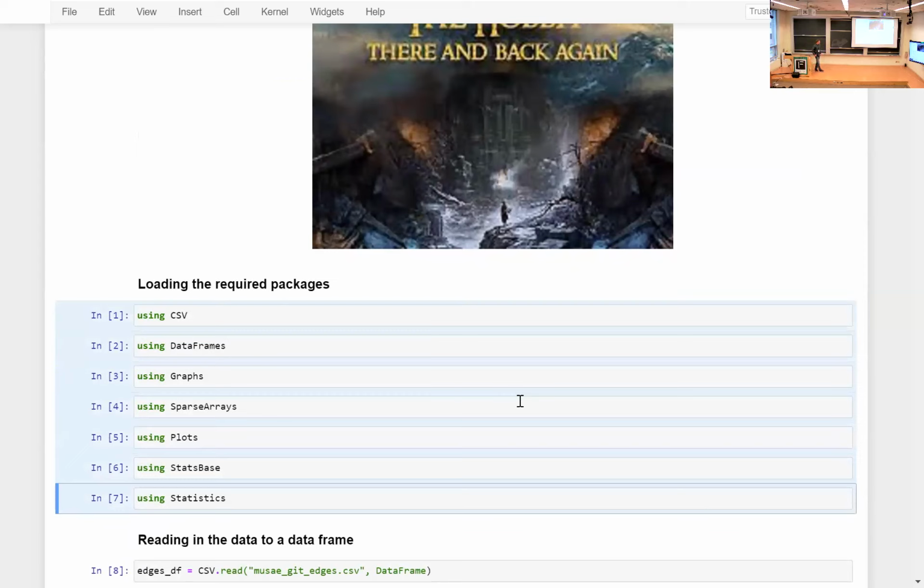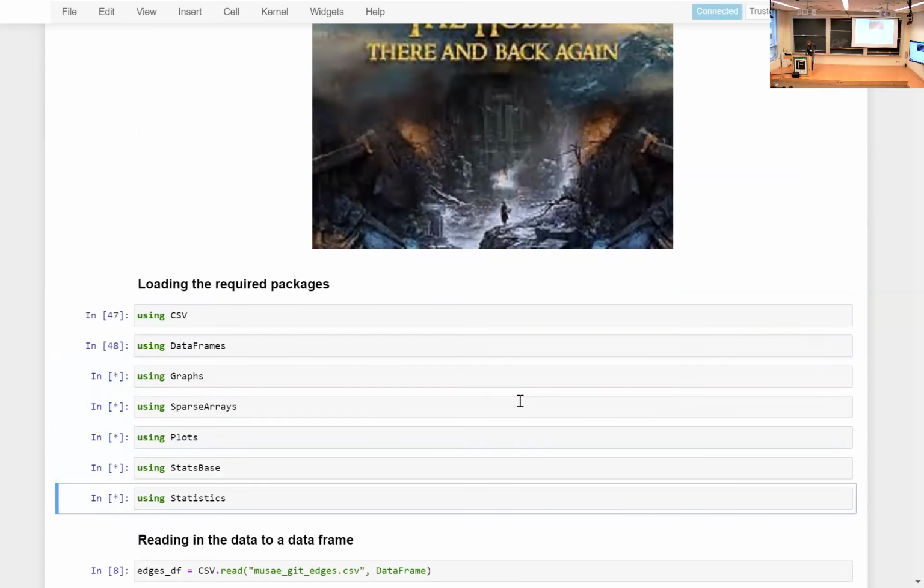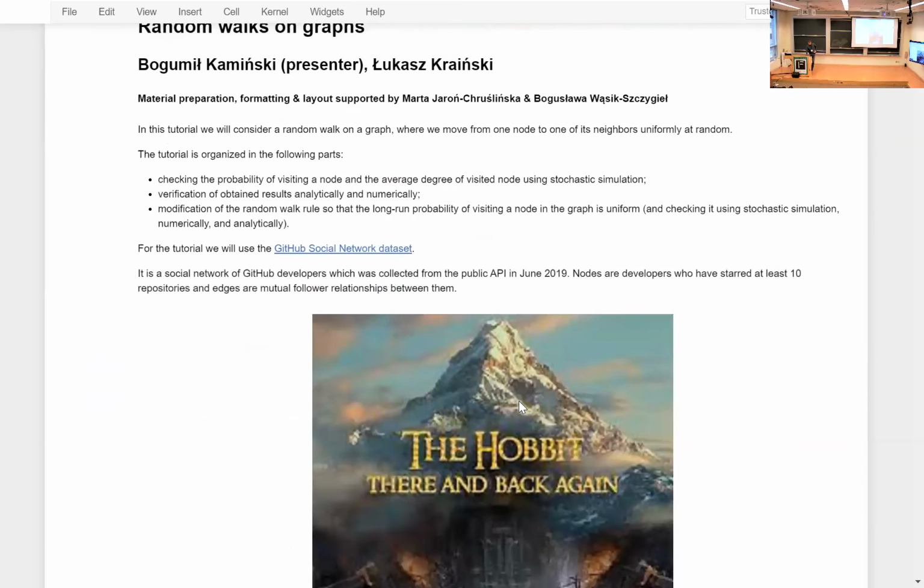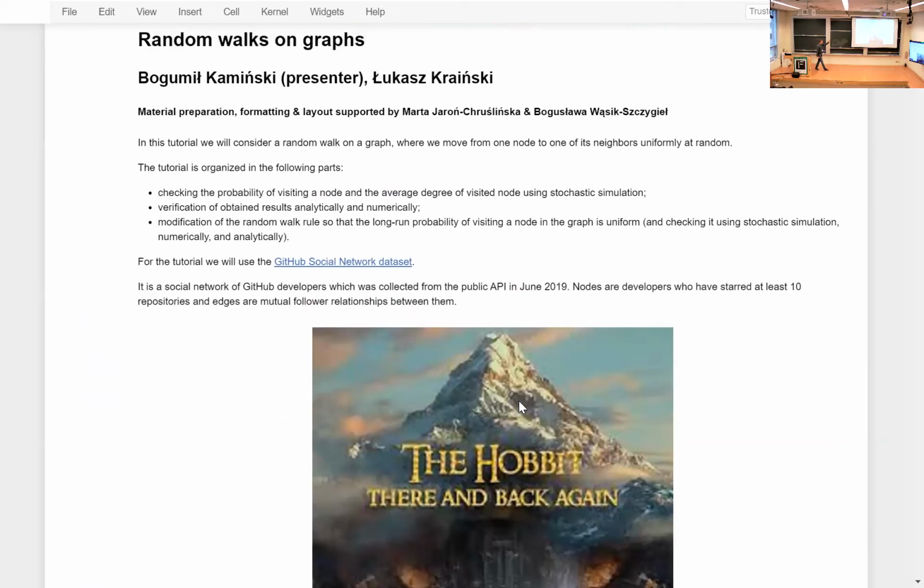First, let me load the required packages. So this is fast. And what data are we going to use? We are going to use the GitHub Social Network dataset. This is a standard dataset of GitHub developers. Essentially, you can think of two developers as connected if they work on a similar thing. And we will want to work with this graph.